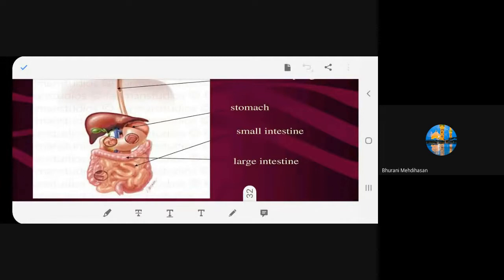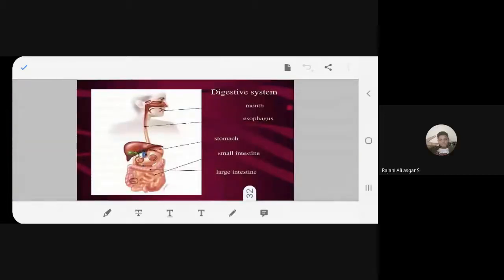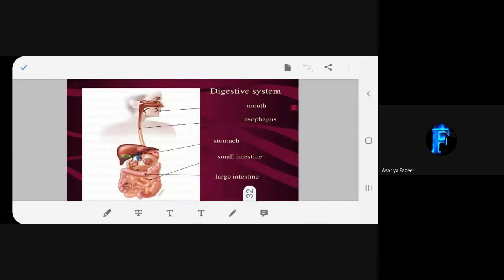Any problem? No, ma'am. So I think we will stop it now. How much time is remaining? Three minutes? It is already 10:57. So three minutes remain, so we will stop it, because I will start with a new topic and I won't be able to finish it. So the digestive system is over and then we will start with a new topic tomorrow.